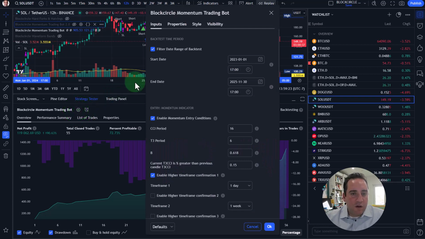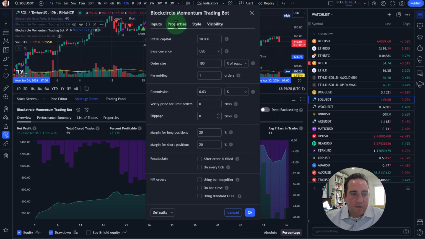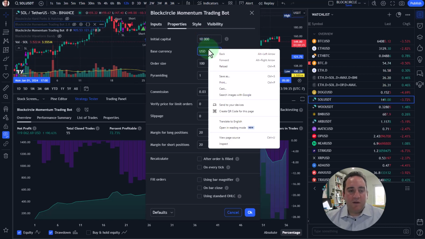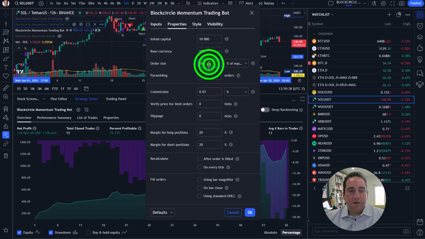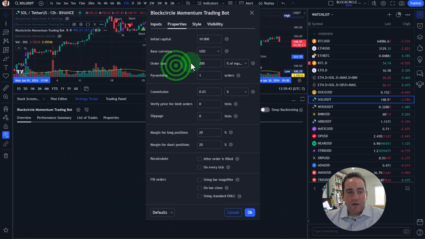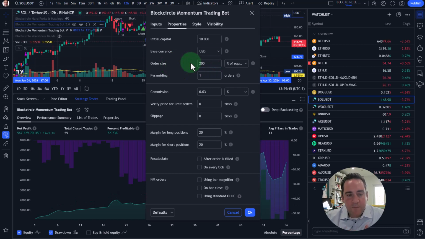And when you're looking at the trading bot, it's important that you also look at the properties, right? It allows you to control what your initial capital is. And this is how all the trading strategies work in TradingView. You choose what base currency it is, what your order size. So if I want to use a very conservative 2x leverage, right? That's as risk averse as I would like to be. And a commission of 0.03. Think of that as your total transaction cost of being able to enter a trade or exit a trade. And you choose what margin for long positions, what margin for short positions.